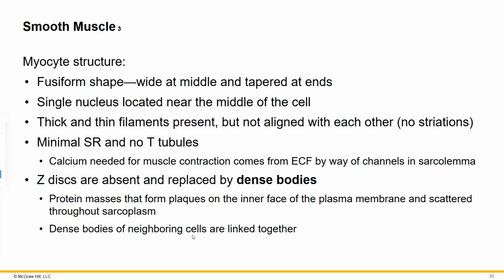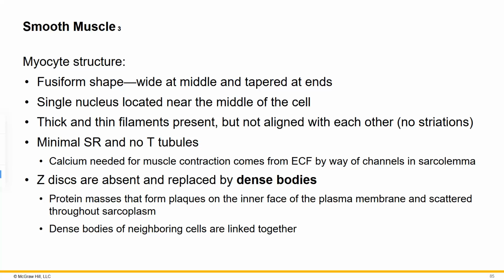Myocyte structure. Smooth muscle cells are fusiform shaped; in other words, they're wide at the middle and have tapered ends. They have a single nucleus located near the middle of the cell. Thick and thin filaments are present, but they're not aligned with each other. There's minimal sarcoplasmic reticulum and no T-tubules. Calcium, needed for muscle contraction, comes from the extracellular fluid by way of channels in the sarcolemma.